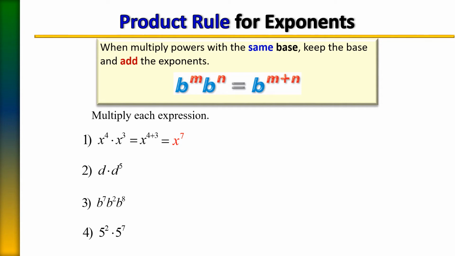In example 2, you have d times d to the 5th. Anytime you see a variable or a term that does not have an exponent, it is implied that it has an exponent of 1. So here our base is the same, d. Keep the base of d and add their exponents. That's 1 plus 5, which is going to give you d to the 6th power.